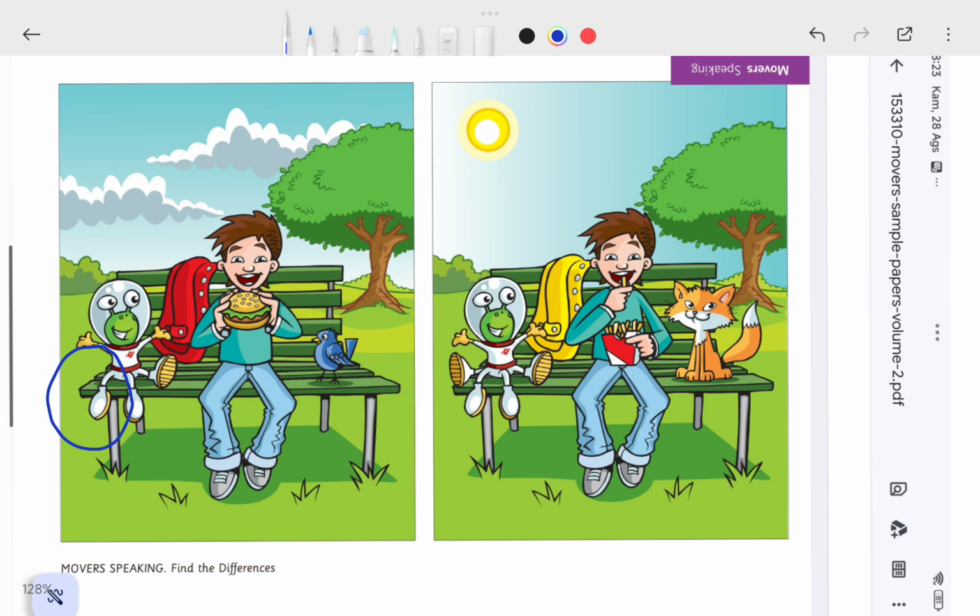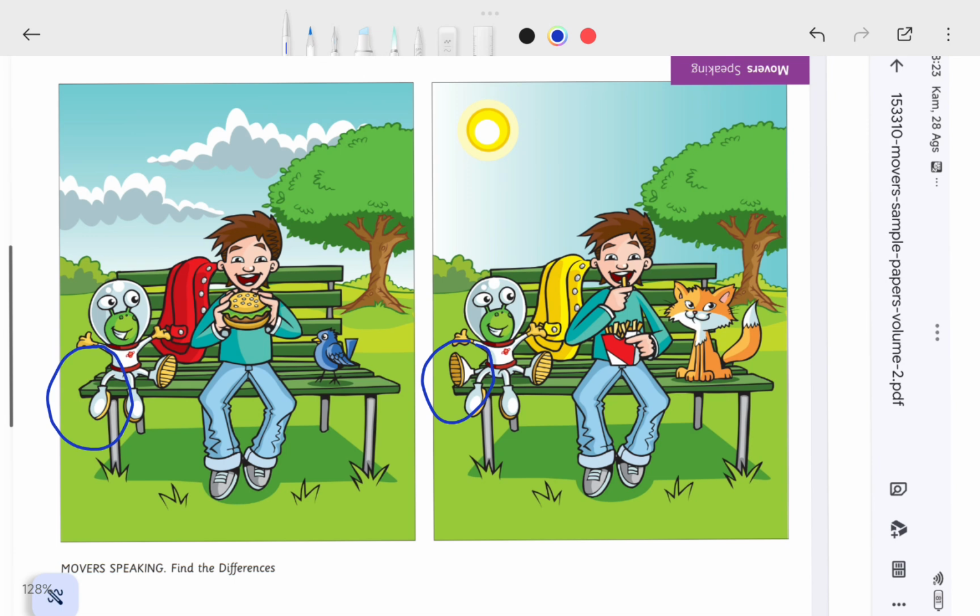So you can say, in picture one, the alien has 3 legs. Yeah, and in picture 2, the alien has 4 legs. Yeah, good. And then what else?